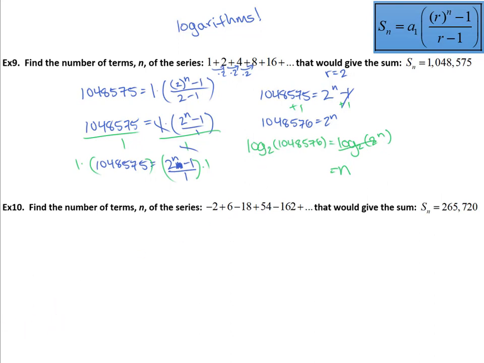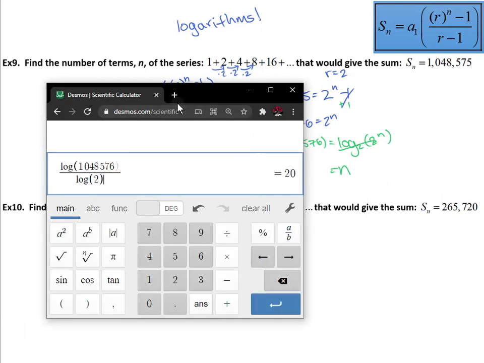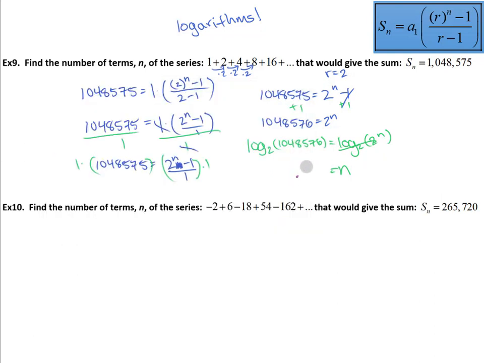So let's go to Desmos. Okay, so we need to use change of base. Remember with Desmos, the base goes in the bottom, or the base goes in the basement. So here is our logarithm with change of base, and it tells me the number of terms we would need to add to get that total is 20. We would need to add 20 terms.